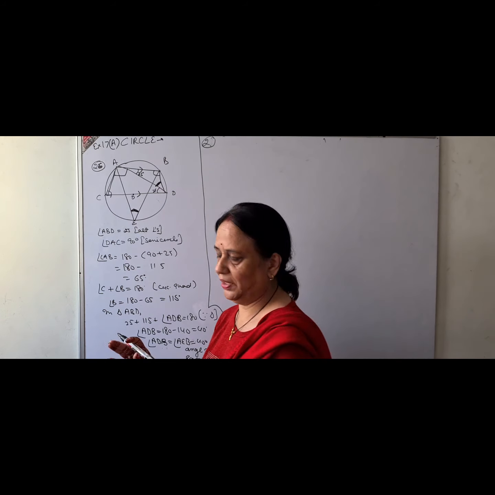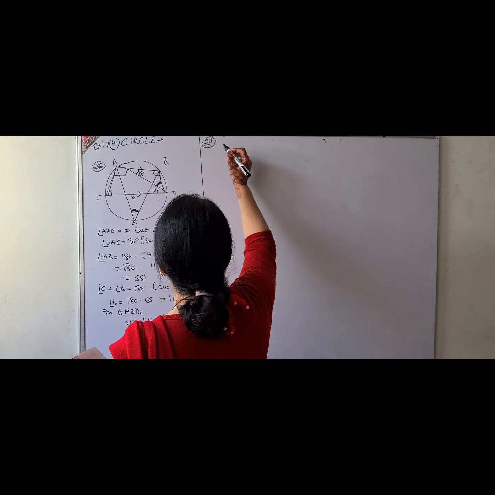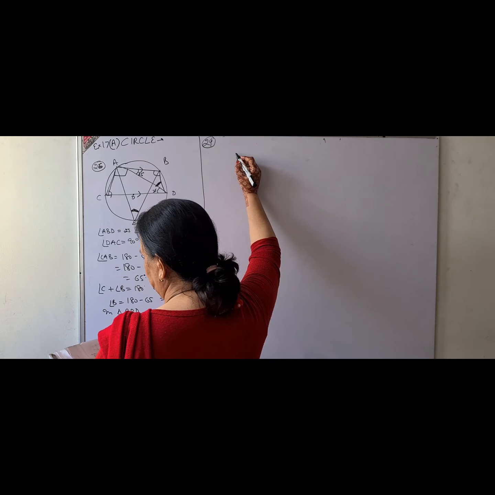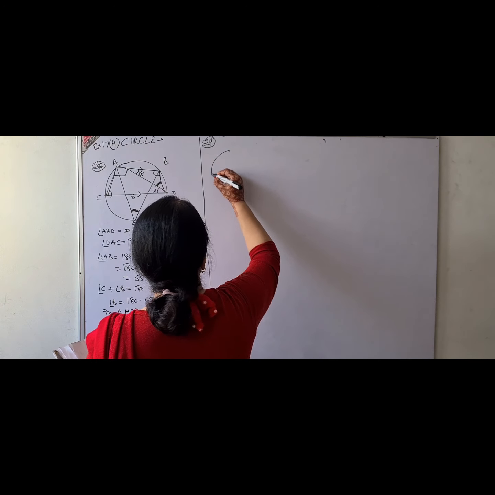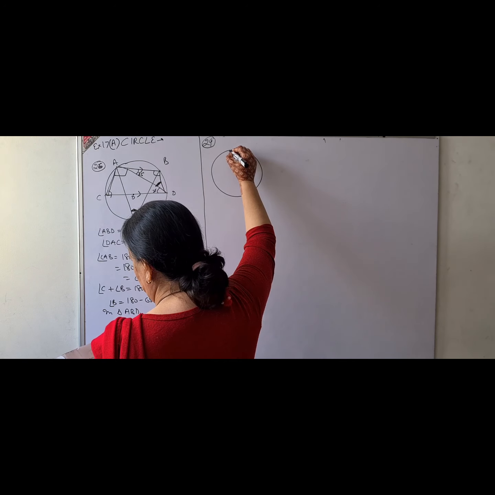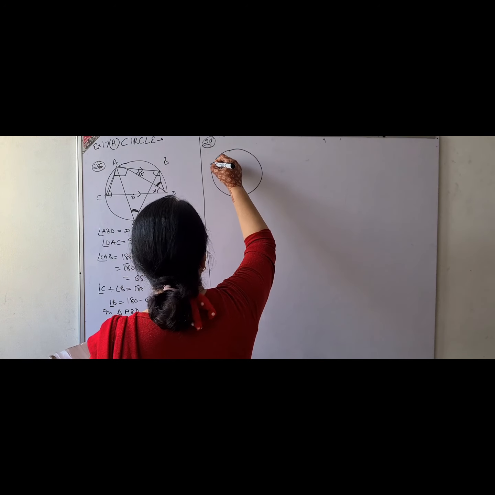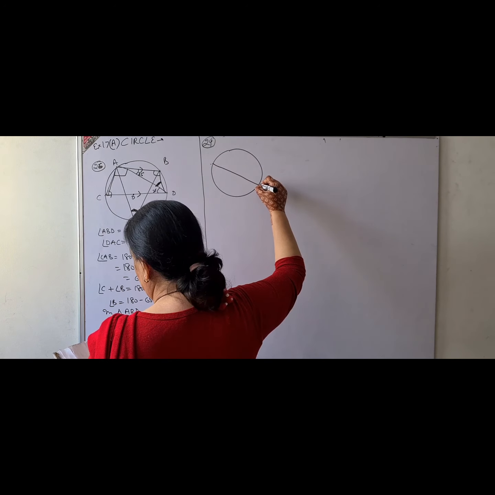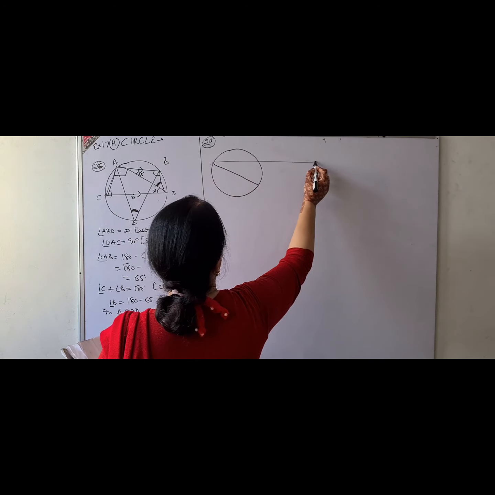Then moving on the same lines, question number 29 I am doing now. A very simple one again. AB is the diameter. See, AB is the diameter, and the two lines which are meeting at Q.